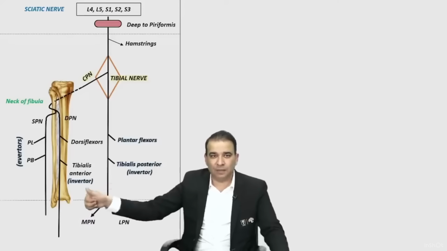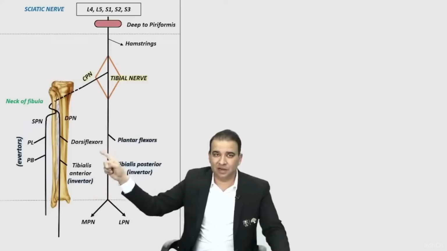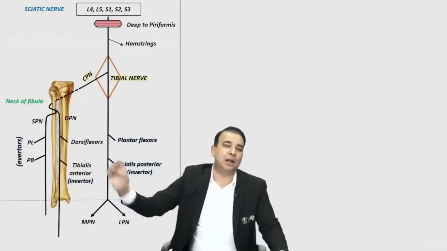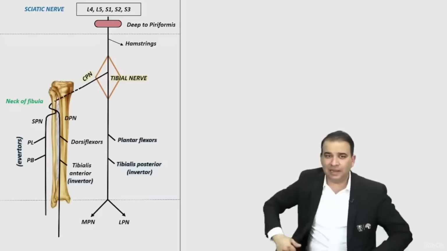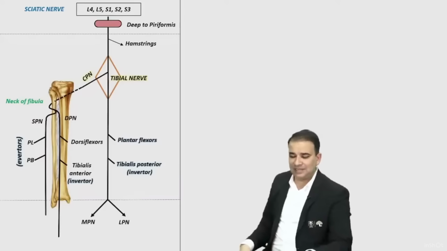So inverters are supplied by both the tibial nerve as well as the deep peroneal nerve. The nerve of the posterior compartment is tibial, the nerve of the lateral compartment is superficial peroneal, and the nerve of the anterior compartment is deep peroneal nerve. Now what is the fate? Ultimately, the superficial peroneal nerve goes and supplies the skin on the dorsum of foot.